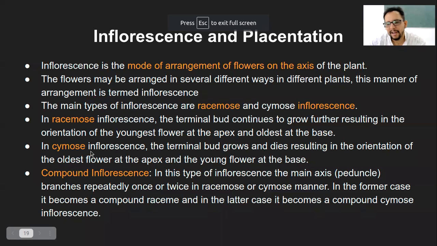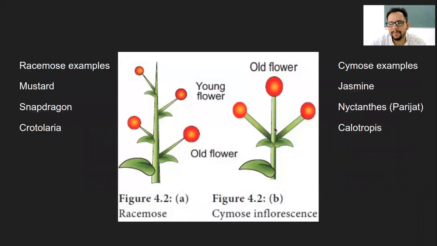Then the cymose inflorescence is exactly opposite. The terminal bud grows and dies, resulting in the oldest flower at the apex, that is at the top, and the young flowers at the base. So this grows in the opposite manner, and it looks like this. So these will be the old flowers, right?